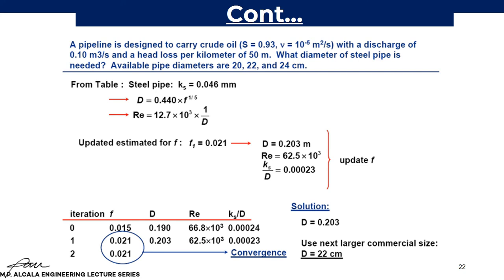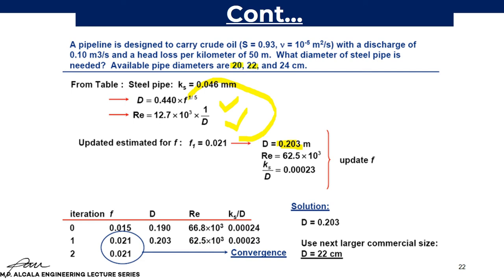So, using 0.021, from the Reynolds number or Reynolds function, input F here. So, you can simply get the diameter of 0.203. So, ito na. Nakikita na natin. It's kind of close to 20 centimeter and 22 centimeter, right?